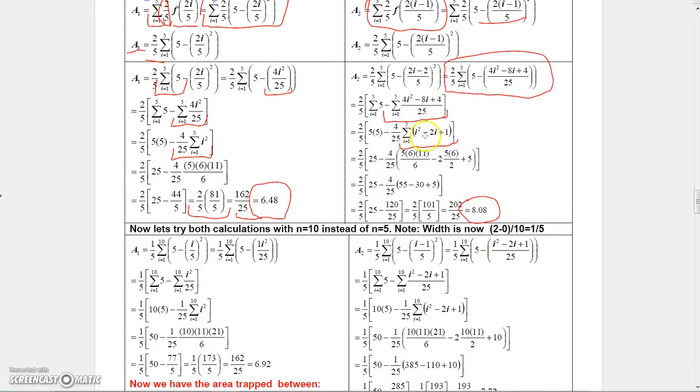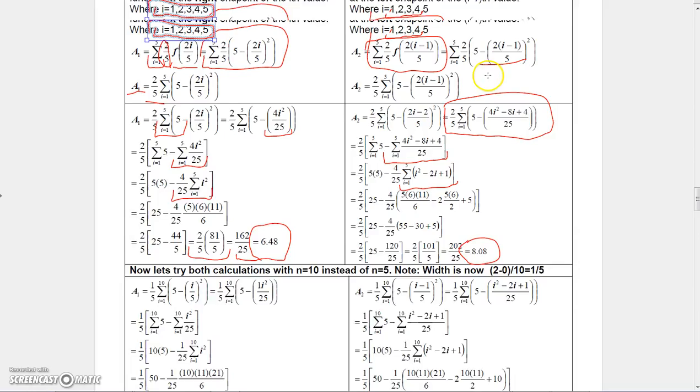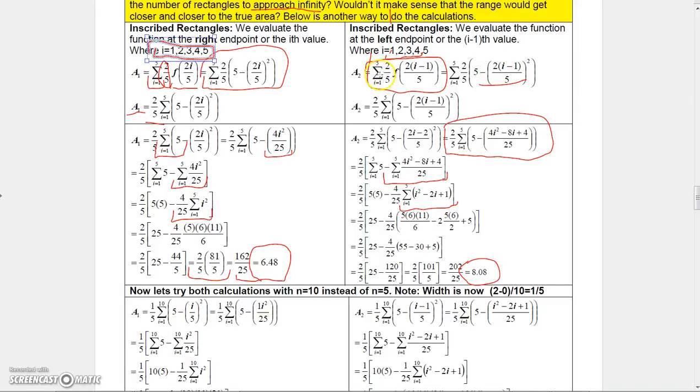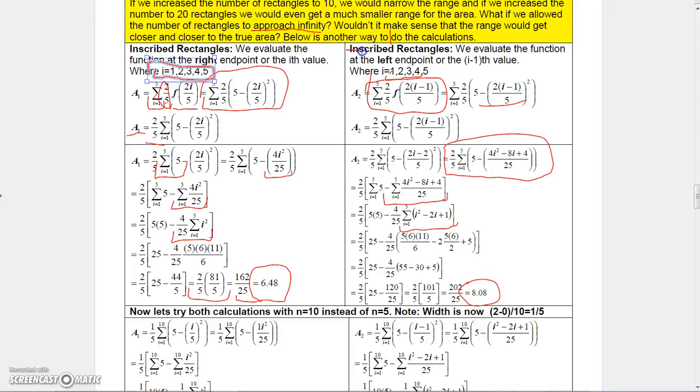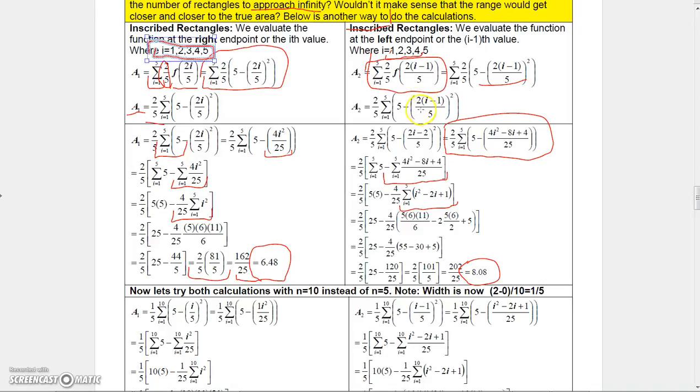Okay, so what I was trying to say in the last video is that this is more complicated to do because you have to kind of back everything up one for the circumscribed. This says inscribed, it should say circumscribed rectangles. So what you get is 2/5. So when you do one with the i minus 1, you get basically f of 0, and then when i is 2, you get f of 2/5, and then when i is 3, you get f of 4/5, and so forth. So that's why you can use i minus 1.